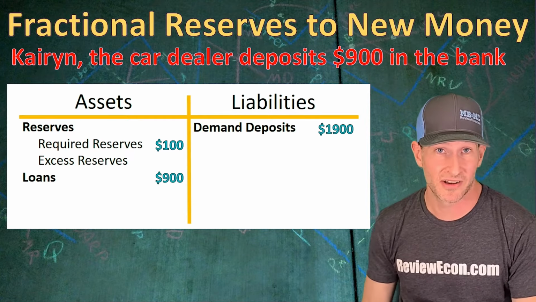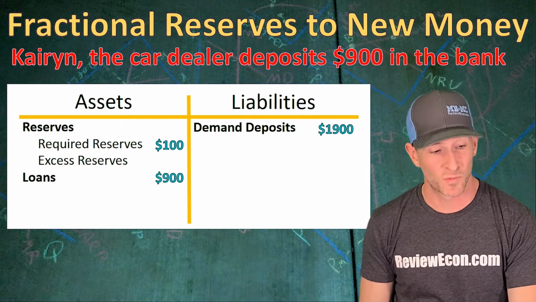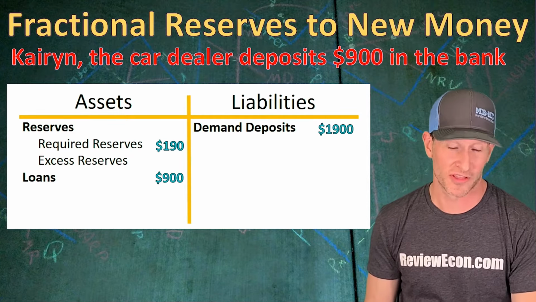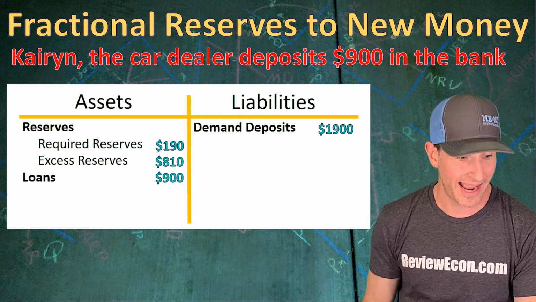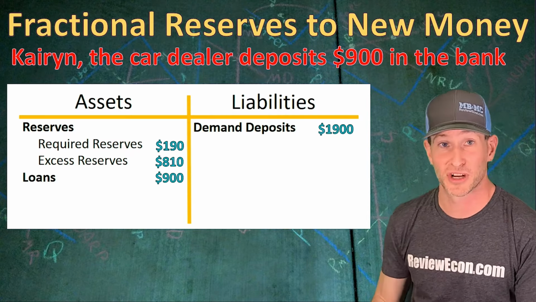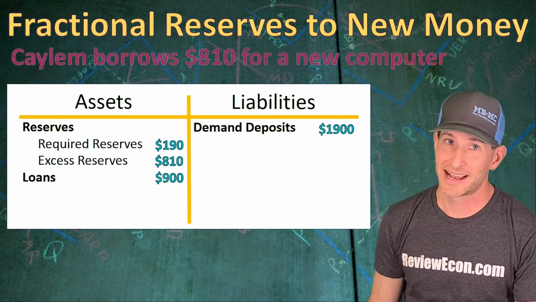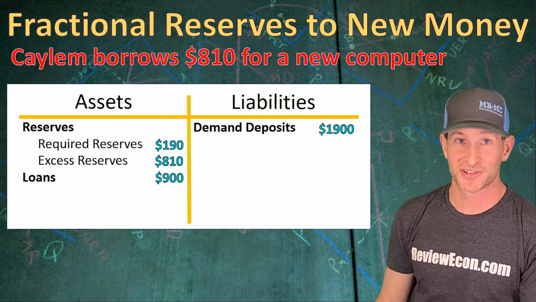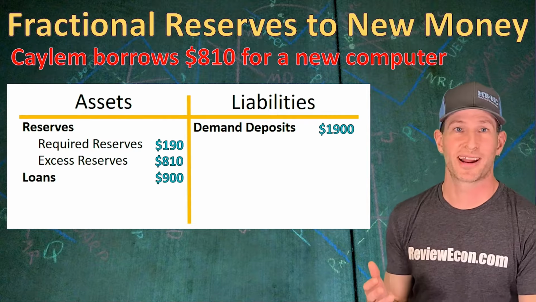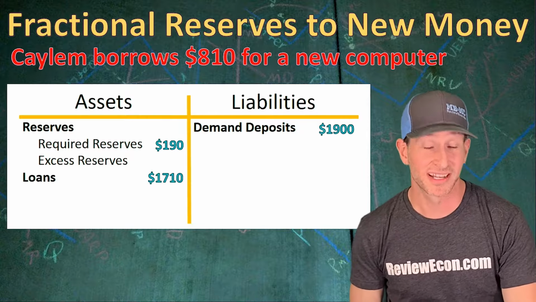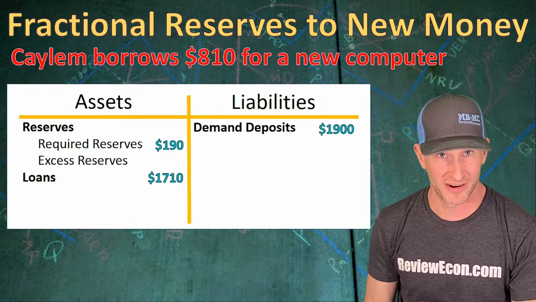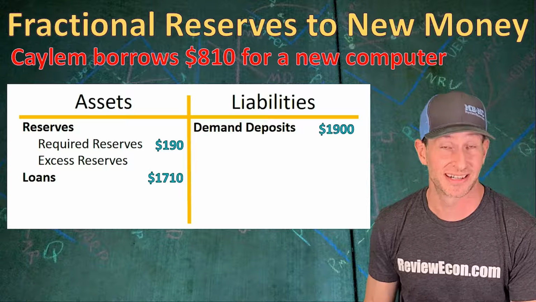And now we have a new amount of required reserves. 10% of the $1,900 of demand deposits is $190 worth of required reserves. The rest of that $900 deposit, or $810, is excess reserves that the bank can loan out. The next day, Caleb heads into that bank and borrows that $810 for a brand new computer. That shifts our $810 from excess reserves into the loans category, bringing our total loans to $1,710.